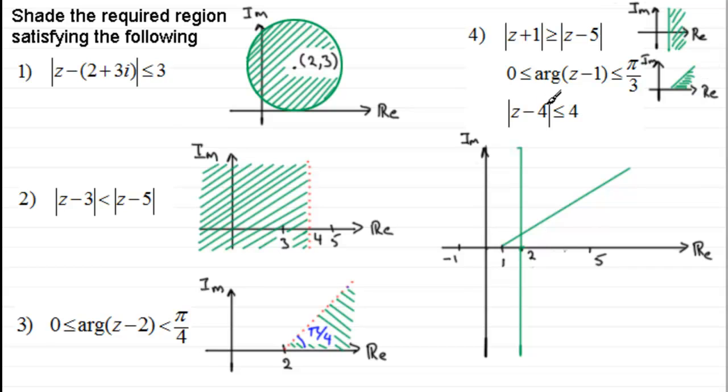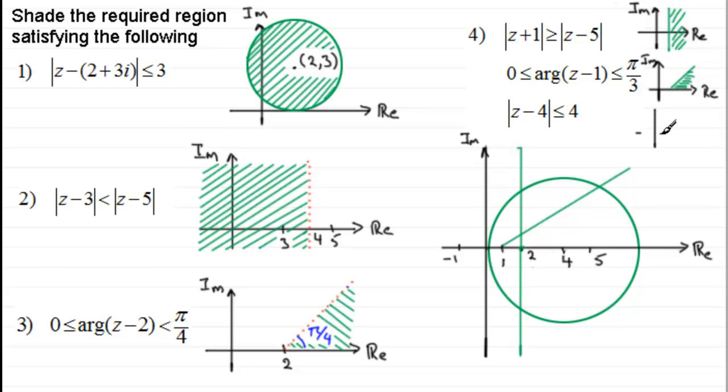Okay. Now for the last one, the mod of z minus 4 less than or equal to 4. Well, if it equaled 4, it's going to be a circle with a radius of 4 and centre at 4. So let's say that this is 4 then. And if it's got a radius of 4, it's going to be a circle that touches the imaginary axis here. So if we were to draw that in, it's going to look something like this. Now, what we require is the area inside the circle.